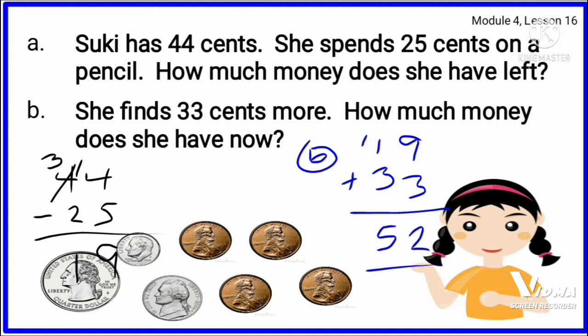But let us say she finds 33 cents more. How much money does she have now? After spending 25 on a pencil, she had 19. Now she found 33 cents more. So if you add the 19 to the 33, you have 52 cents.